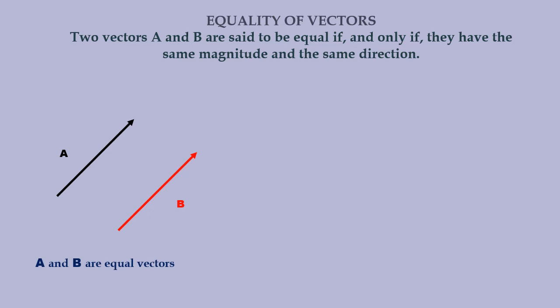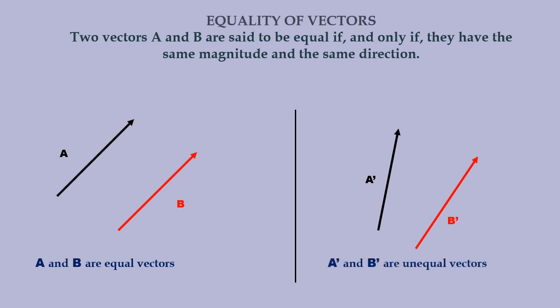So here we can easily say that A and B are equal vectors. Now let us take another example. Again we have two vectors, one is A dash and other one is B dash. But as you can see, even though their lengths are equal, they are not parallel to each other. Their directions are not the same.